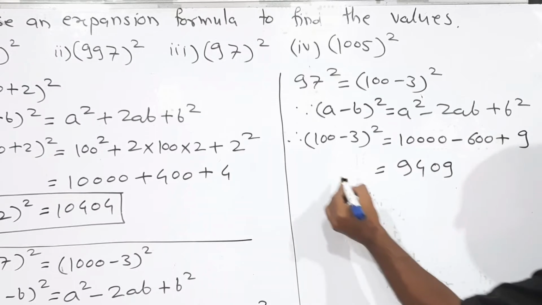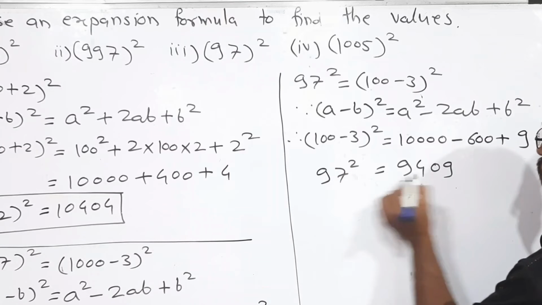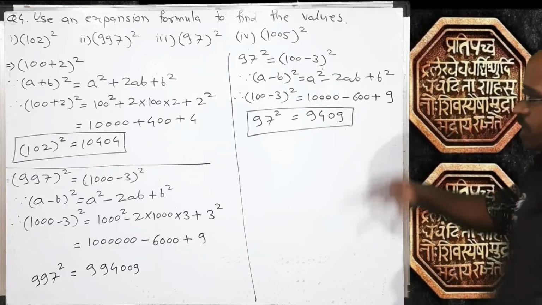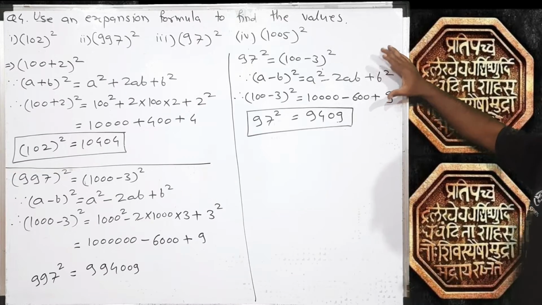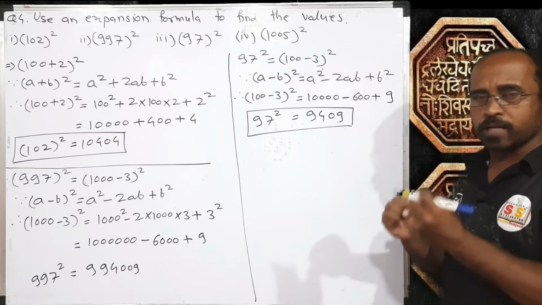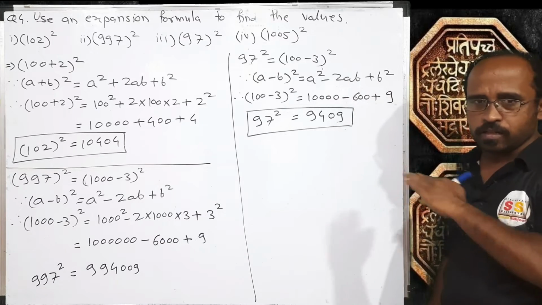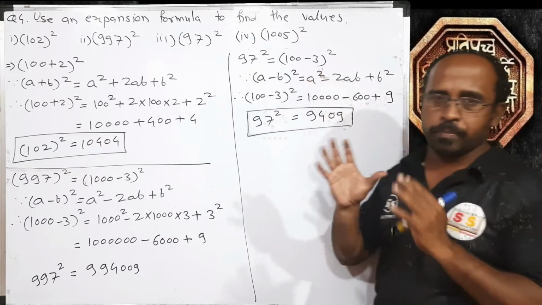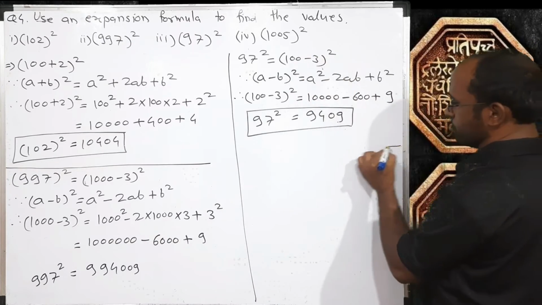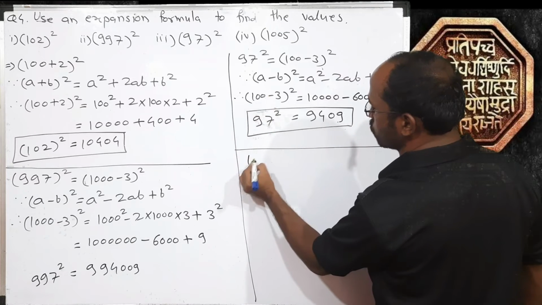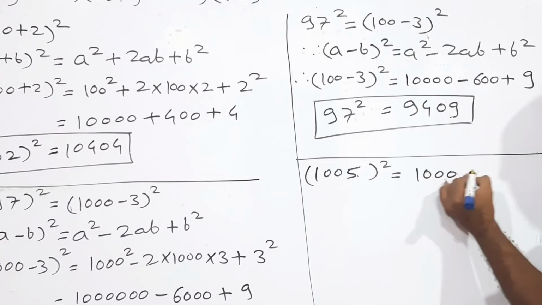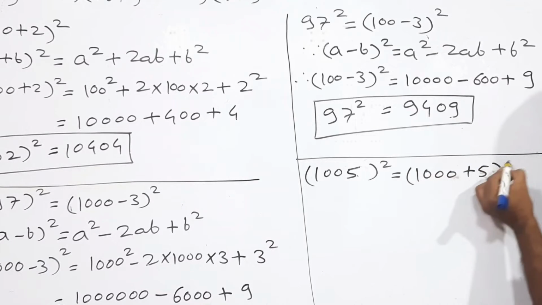As simple as it is. So 97 square is equal to 9,409. Just to increase the calculation speed, I have omitted this step to show you the demo of how it is useful to write the square of any bigger number quickly. Okay students, let us see the fourth and final example. Example is 1005 square, which we can write as 1000 plus 5 bracket square.